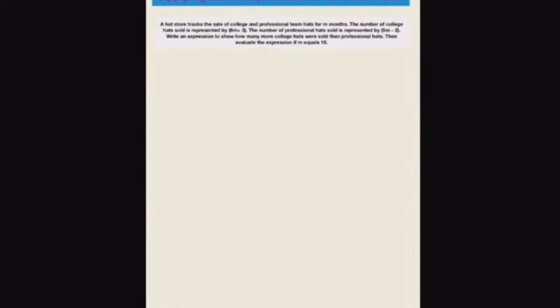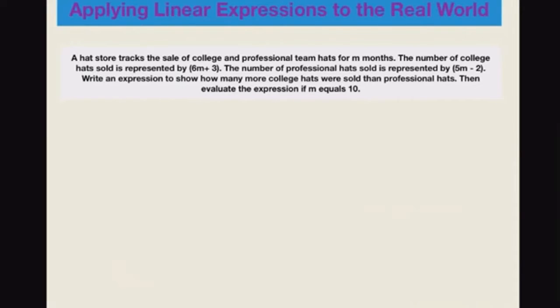All right, we've got one more problem before we're done with our notes. This is a real-world problem to help us connect the ideas. It says a hat store tracks the sales of college and professional team hats for M months. The number of college hats sold is represented by 6M plus 3. The number of professional hats sold is represented by 5M minus 2. Write an expression to show how many more college hats were sold than professional hats. Then evaluate the expression if M equals 10.